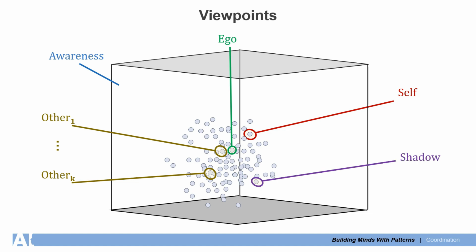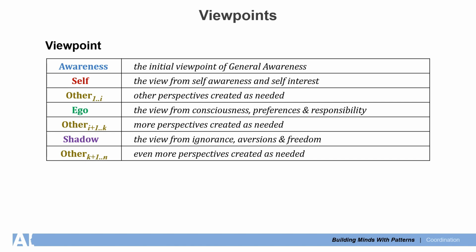Rarely, a mind comes to understand the negative characteristics that it holds, and can view itself and others from the perspective of the shadow. Awareness is the initial viewpoint. The self is the view from self-awareness and self-interest. You have other perspectives created as needed. The ego is the view from consciousness, preferences, and responsibility. The shadow is the view from ignorance, aversions, and freedom.